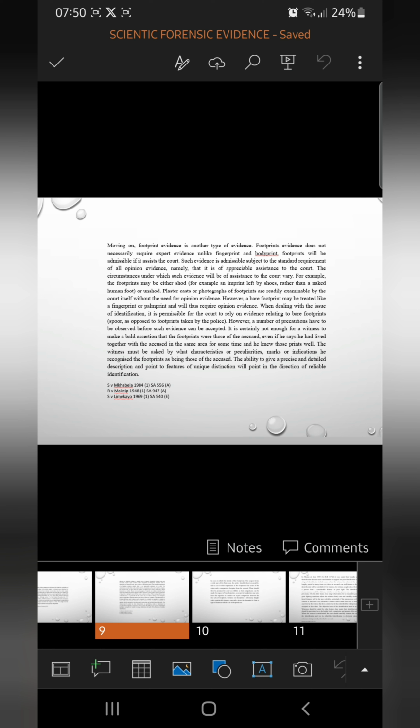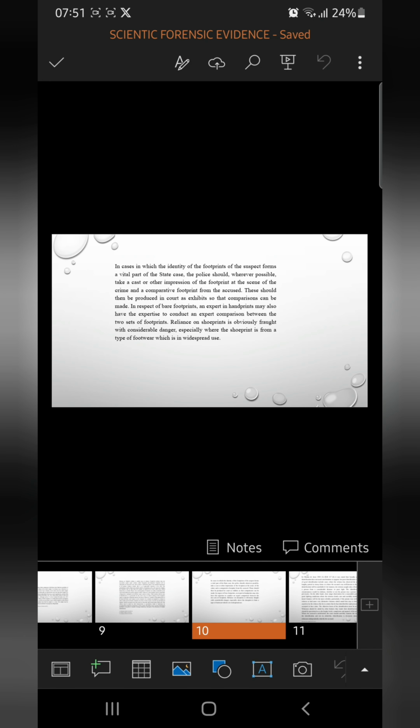It is certainly not enough for a witness to make a bold assertion that the footprints were those of the accused, even if he says he had lived together with the accused in the same area for some time and he knew those prints well. The witness must be asked by what characteristics or peculiarities, marks or indications he recognized the footprints as being those of the accused. The ability to give a precise and detailed description and point to features of a unique distinction will point in the direction of reliable identification.